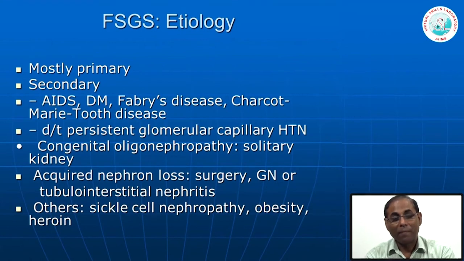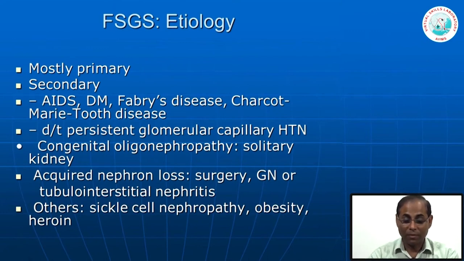And that is why in a very obese individual, where the glomerular perfusion is increased because of the increase in body weight and surface area, the individual may also tend to develop FSGS, and so that is also one of the causes, and that is why acquired nephron loss can give rise to this disease.